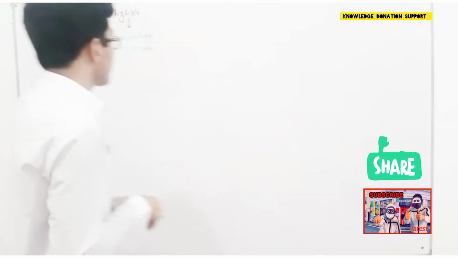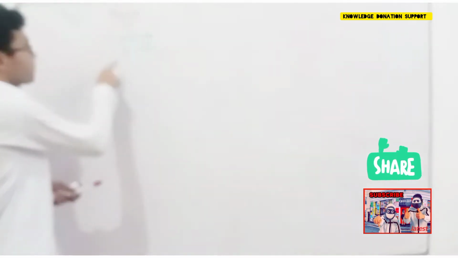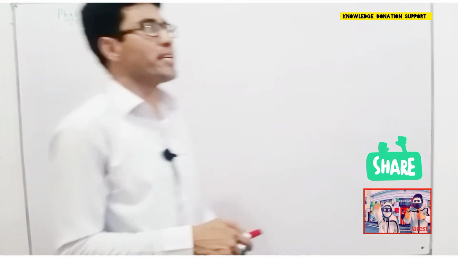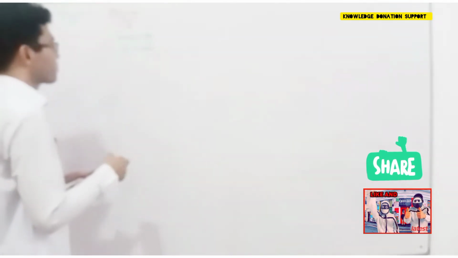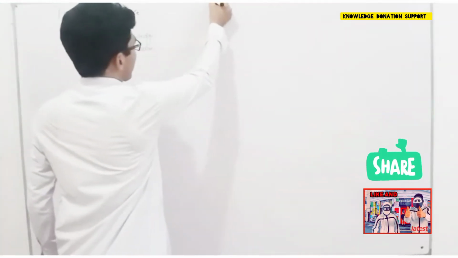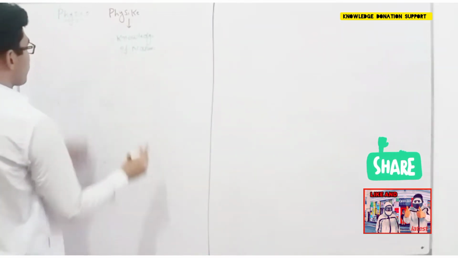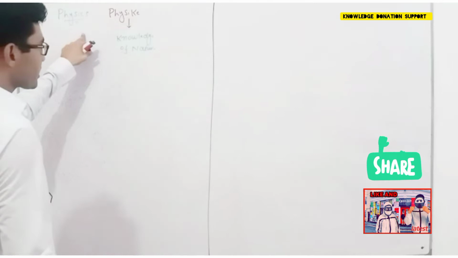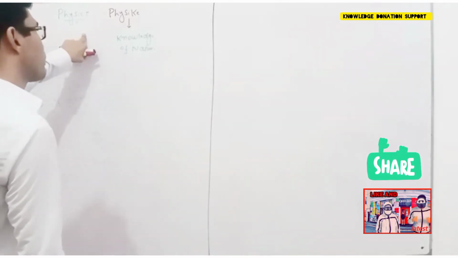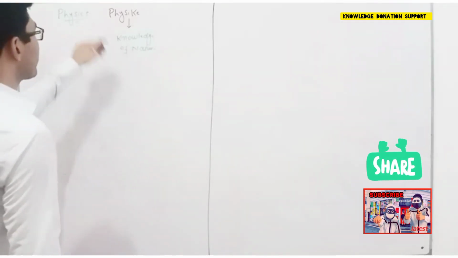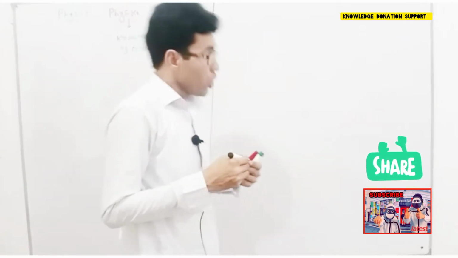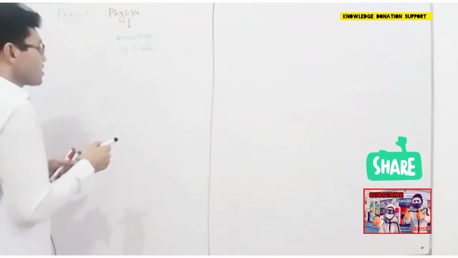So the physics definition is: it is the branch of science in which we study matter, energy and their mutual relationship. Physics is the study of matter, energy and their mutual relationship. Also, what is matter?